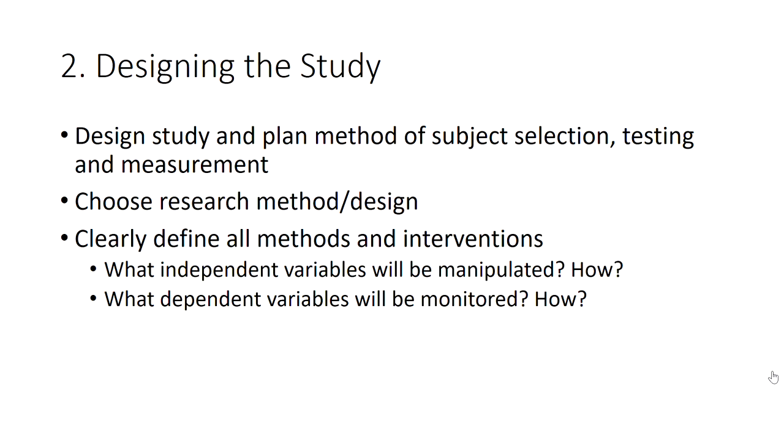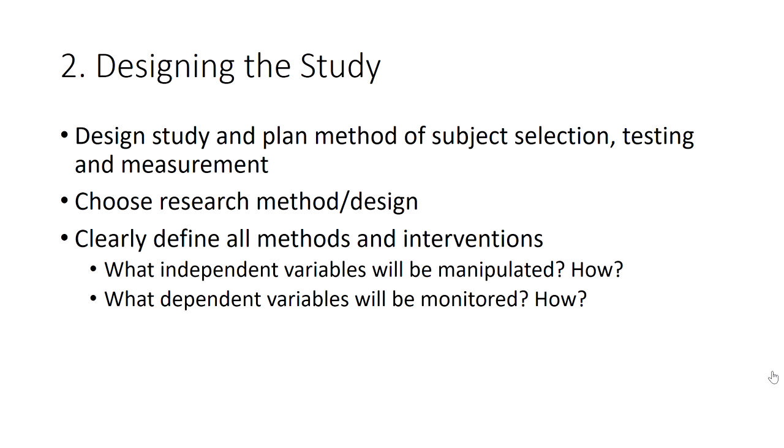So the next step is designing the study. So in designing the study, you come up with what methods you're going to be using. So how are you going to select your subjects? How are you going to test them? How are you going to measure the outcomes of those tests? So in this part, you're choosing your research method and how you're setting up the entire design.